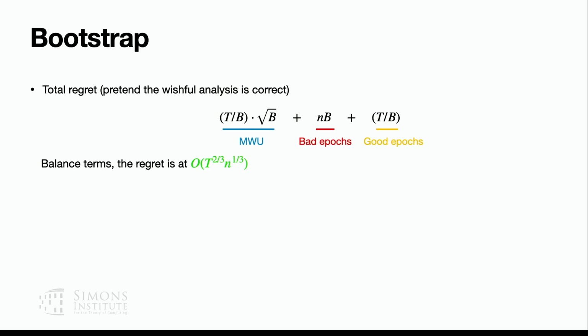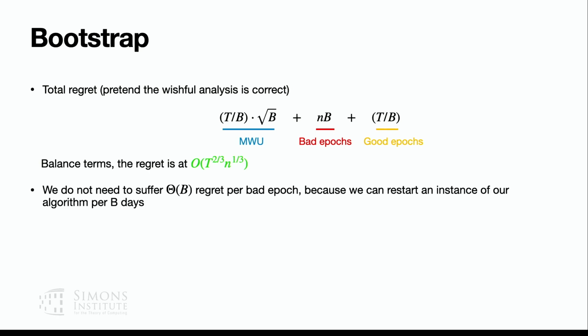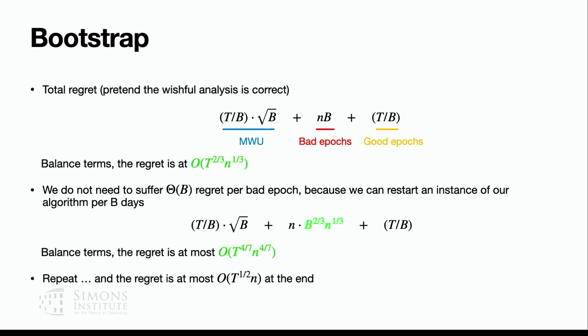This already has some improvement over previous work, but there's still some gap to our final bound. But the improvement idea is quite simple. For bad epochs, we say we suffer B regret. But the idea is you can restart your algorithm. You can maintain a separate thread of your algorithm and restart every B days. So for those bad epochs, you shouldn't suffer B regret. But the regret should be at most B to the 2/3 times n to the 1/3, because we already have a good algorithm. You keep repeating it, and you get a regret bound of square root of T times n. Again, there's some gap, and we actually need some actual work to get optimal regret.